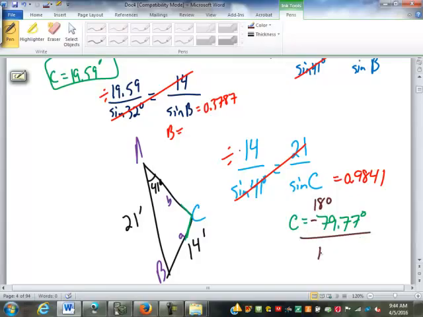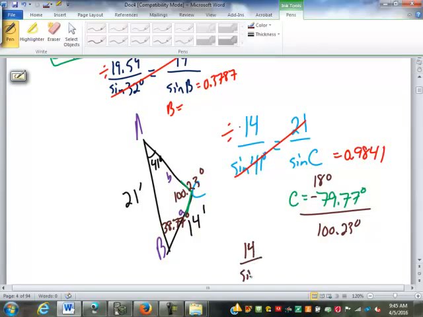180 minus that is 100.23 degrees. It has to be the supplement of the angle we find. So that means that this one here is 38.77 degrees. And now we could use that to find the third side.